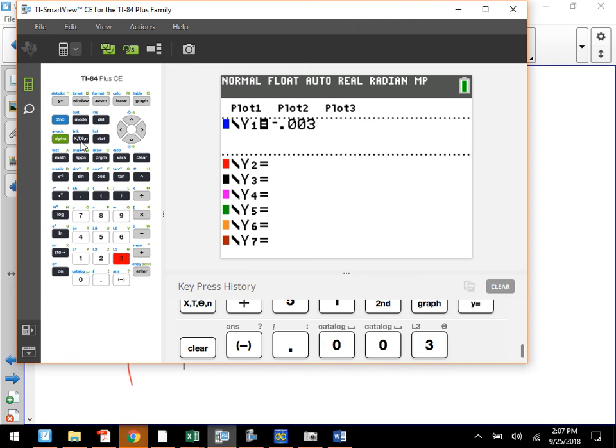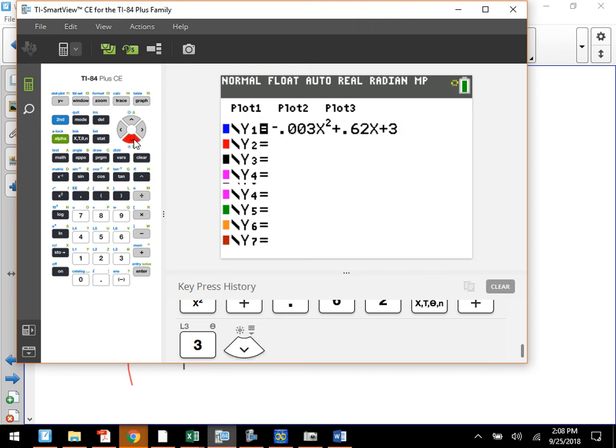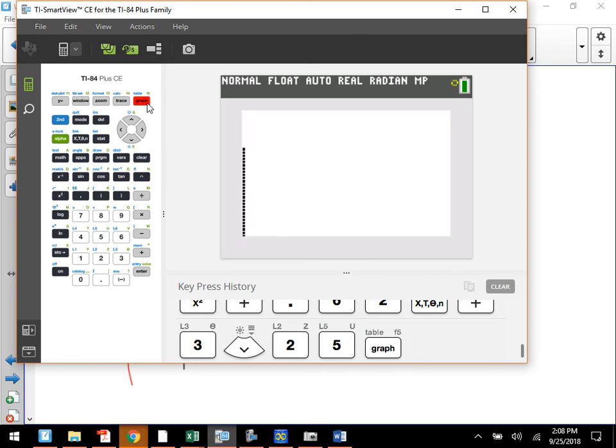both of the formulas, the 0.003x squared plus 0.62x plus 3. And I want to see where it's going to run into your y equals that height of 25. So I'm going to put a second equation in of 25. Now, I need to adjust my window for all of us to see again. So go ahead and hit your graph to see where it's at, and then you can adjust accordingly.